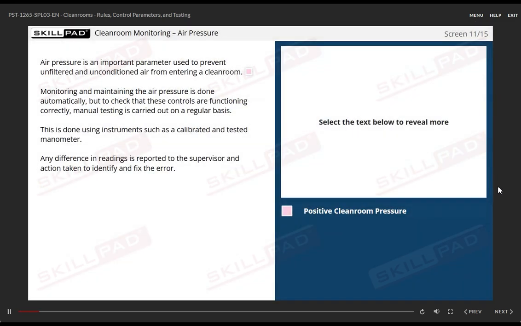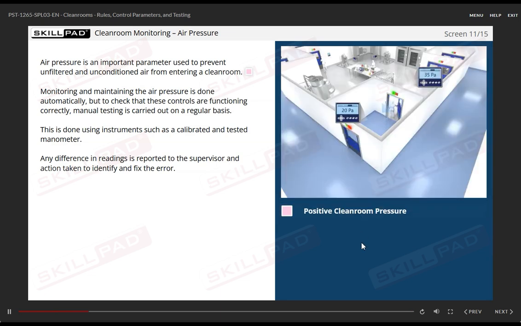Cleanroom monitoring, air pressure. Air pressure is an important parameter used to prevent unfiltered and unconditioned air from entering a cleanroom. Monitoring and maintaining the air pressure is done automatically, but to check that these controls are functioning correctly, manual testing is carried out on a regular basis.